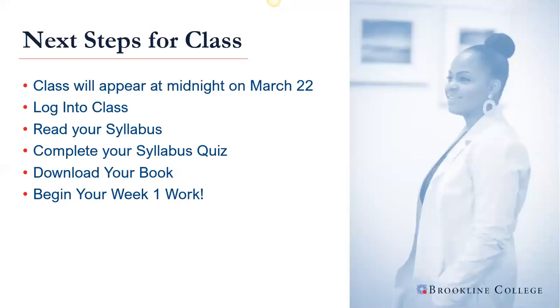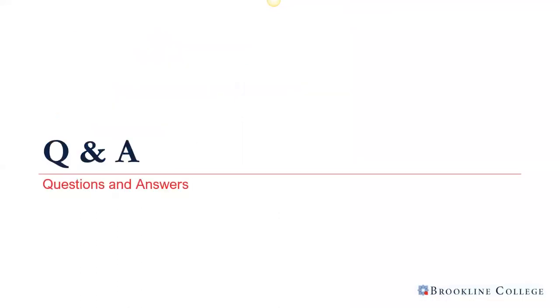And finally, just a quick next steps before we get into our questions: your class will appear midnight on March 22nd. So if you happen to be a night owl and you're up and it's just turning over to March 23rd, your class will appear. We want to make sure that you log into class on March 23rd, that you read your syllabus and complete your syllabus quiz, that you know how to get through downloading your books and beginning your week 1 work. If you can get through those few things, you will be off to a fabulous start, and just know that we're here to help you.